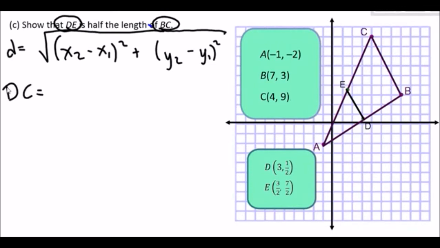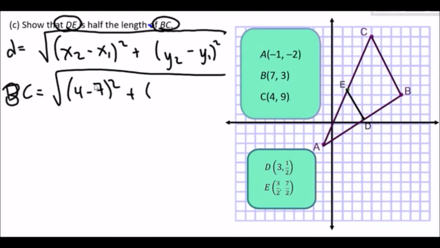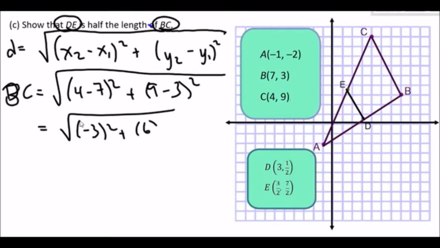So the length of BC, here we go. BC, there we go. So x2 minus x1 squared plus y2 minus y1 squared. So I have negative 3 squared plus 6 squared. So I have 9 plus 36. So it's the square root of 40.